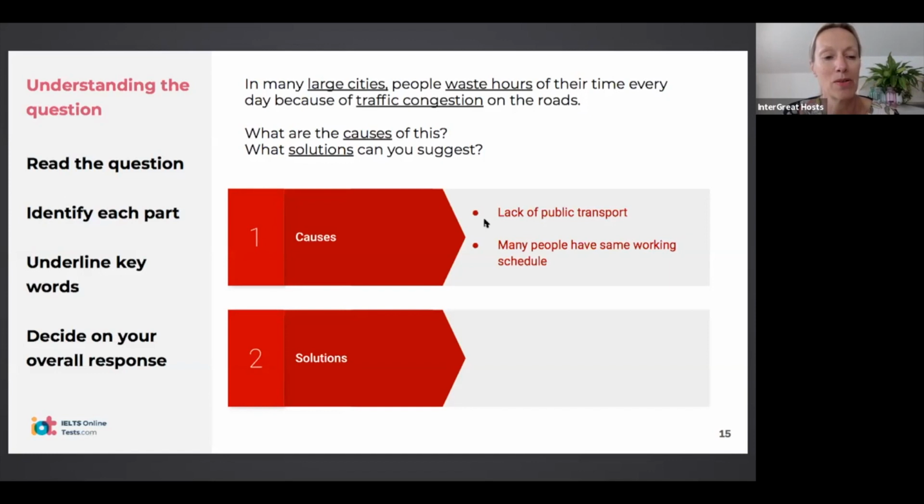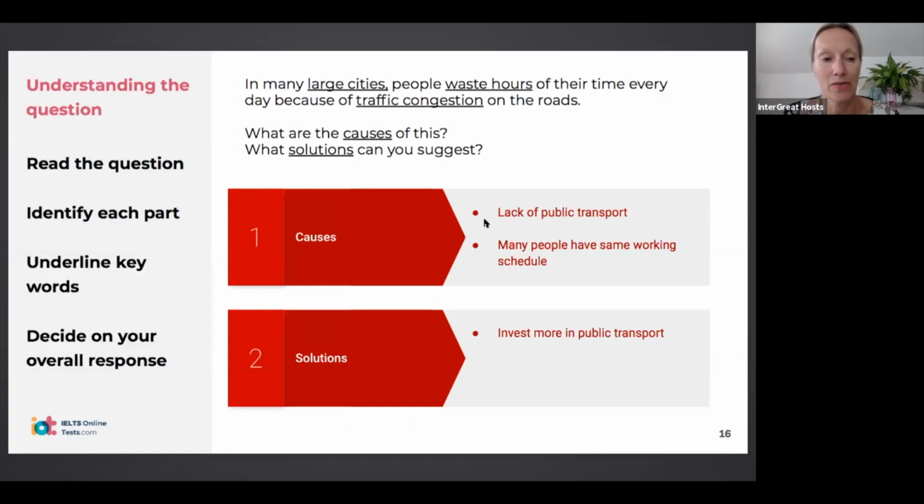Right, now thinking about solutions. What could you say for solutions? Considering the causes that we've introduced, so you need solutions that are going to match those causes. Working from home, that's a good one. Provide public transport. Carpooling, that's a nice phrase. Encourage public transport use. Yeah, so you're kind of getting the right answers there.